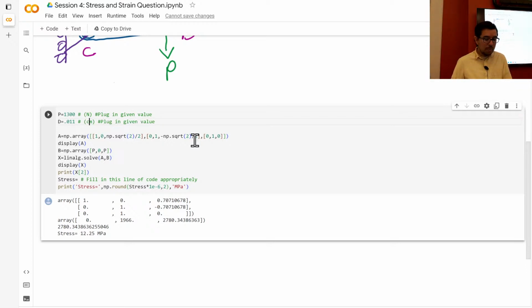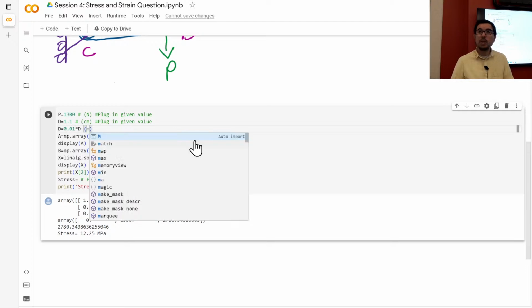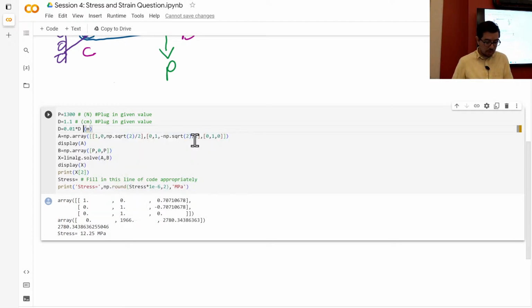But if you want to keep it like I put it, we can just define D again, which would give us it in meters. Now, after that, I don't expect you to really know how to do all this, but in the notes, it's there.